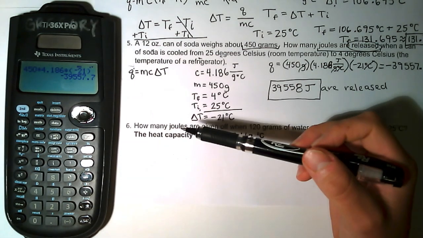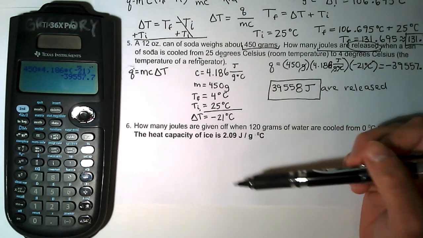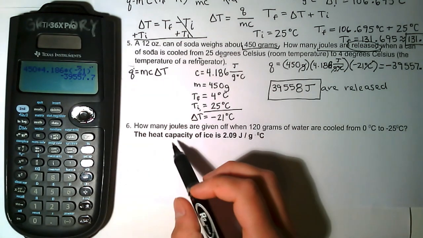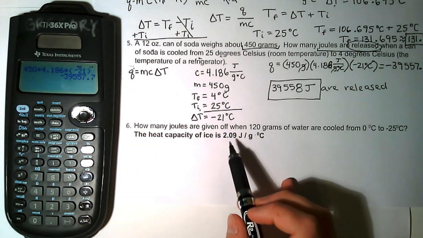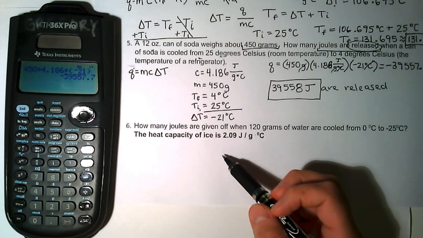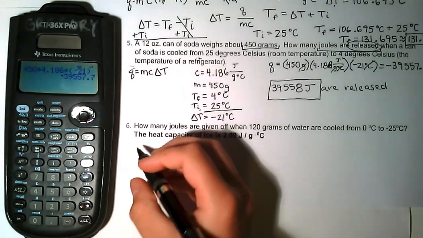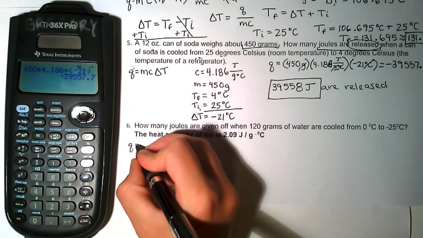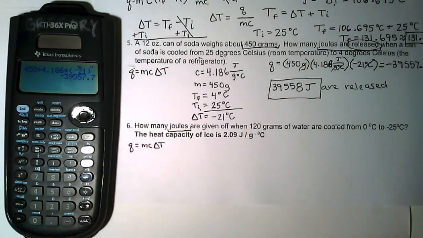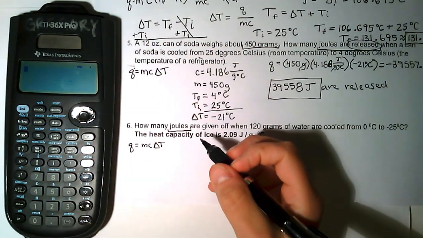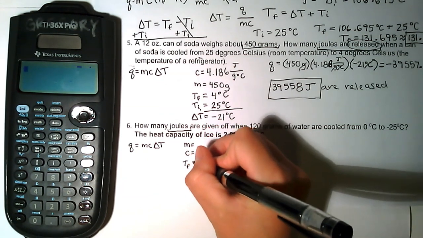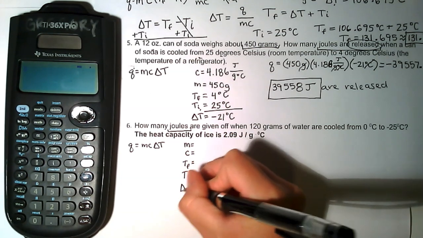That's why it gives us the specific heat capacity of ice, because once water's frozen, it does have a different specific heat capacity than liquid water. So the heat capacity that we need to use for this problem, our value of C, is 2.09 joules per gram degree Celsius. And it's given here because it's not a value you are expected to memorize. So how many joules? That's Q equals m times c times delta t, and it's already rearranged to give us Q, so we don't need to rearrange our equation here. So we need m, c, T final, T initial, and delta T.